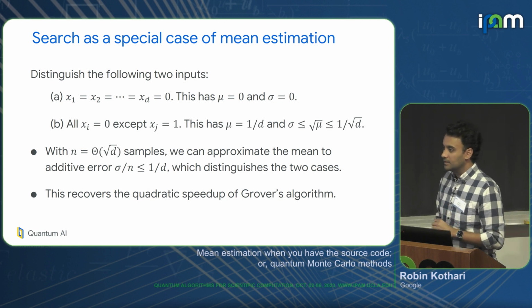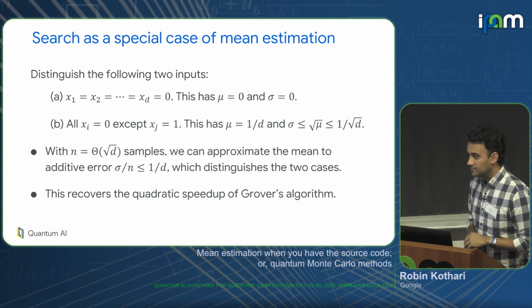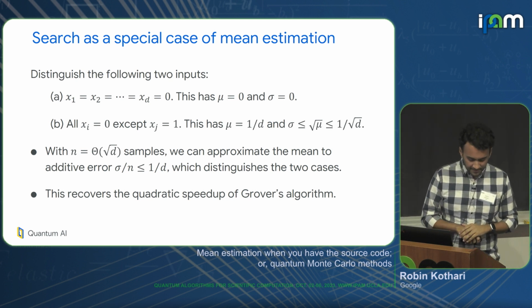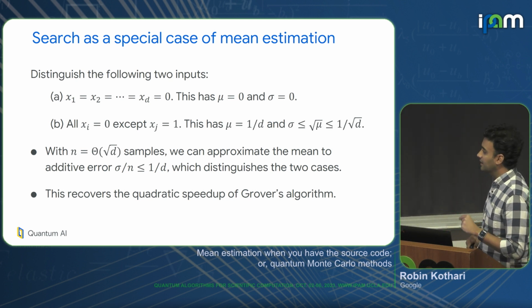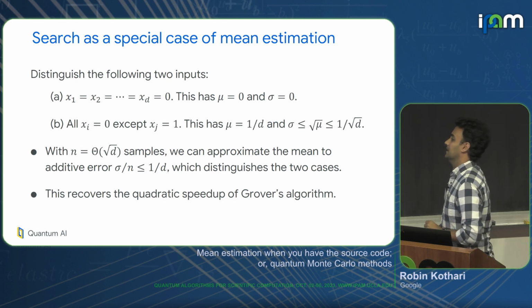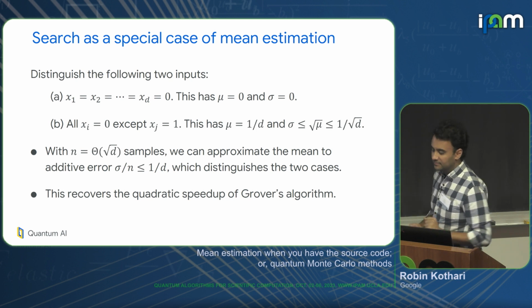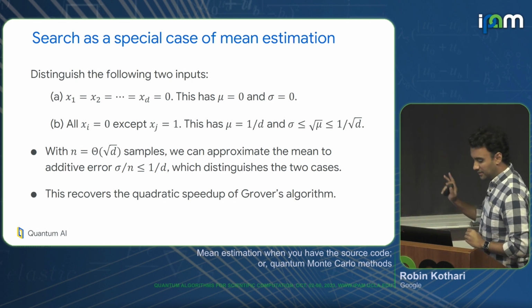Slightly weaker version, right? It just tells you which case it is. It doesn't give you the label, the index j. That's correct. There's some way to fix that, but let's not go there.